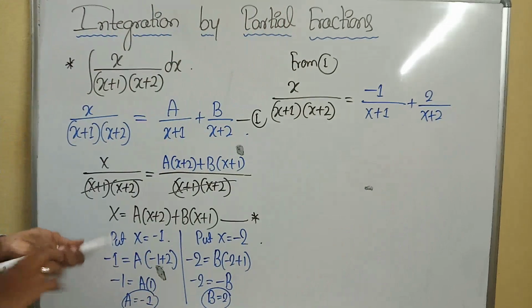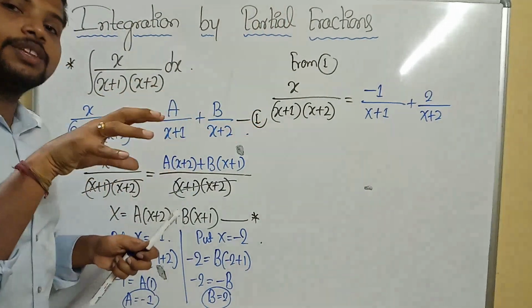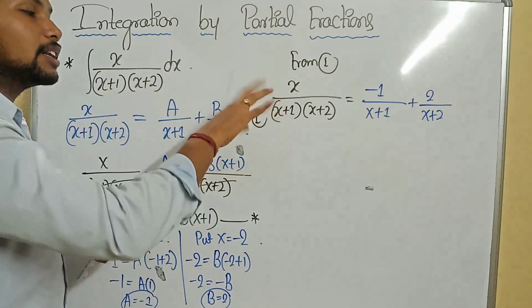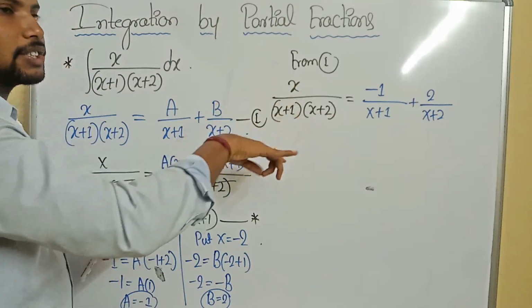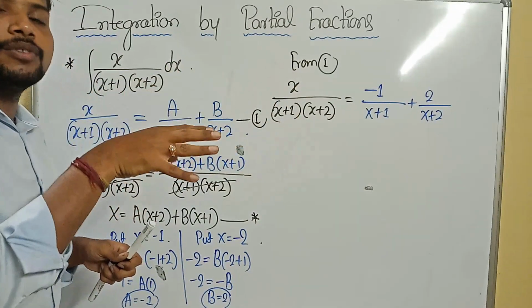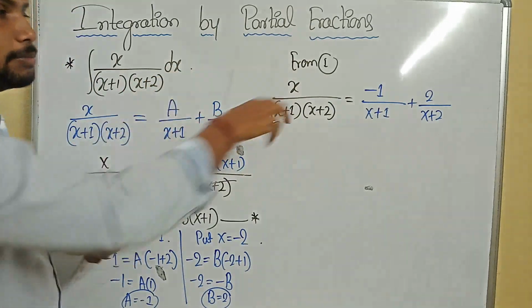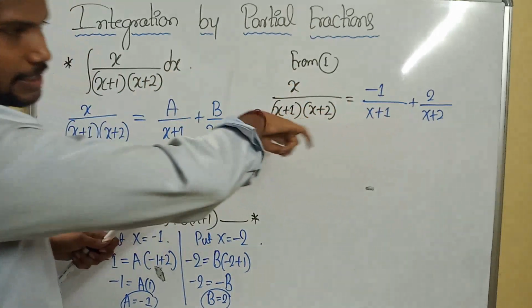Got it? After that, now what I told you in the definition, it is converting the given proper fraction into a sum of simple algebraic proper fractions, that we converted.